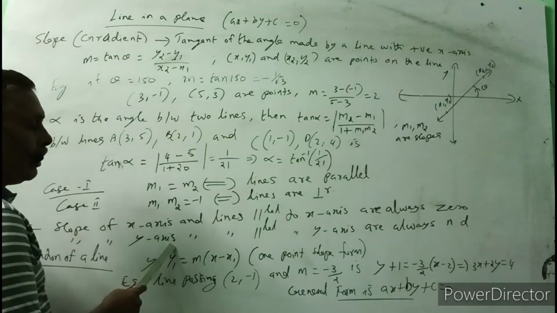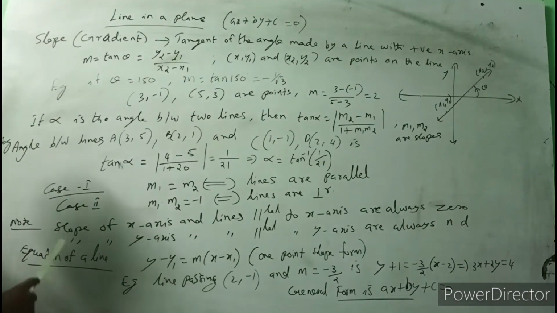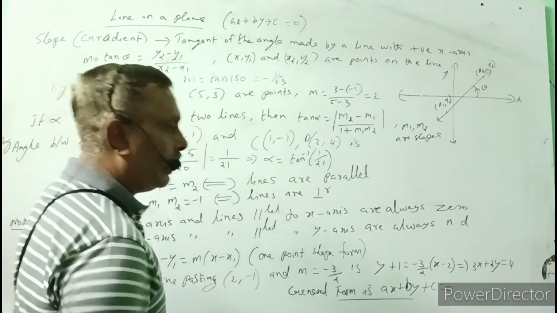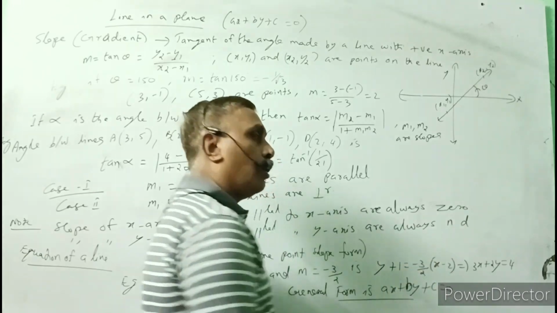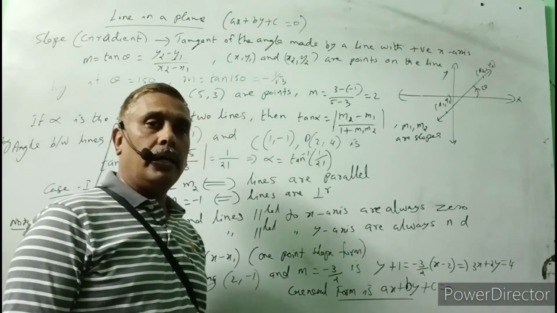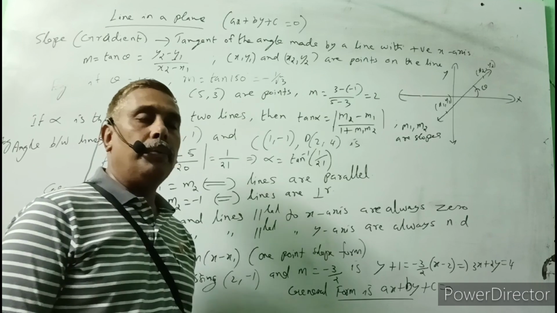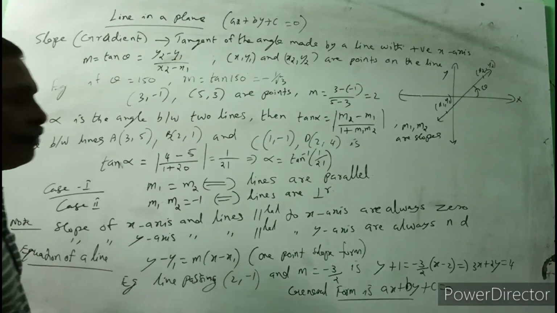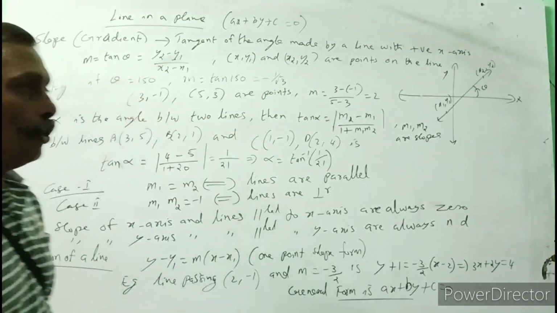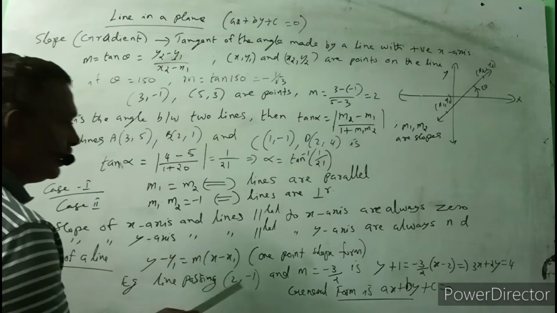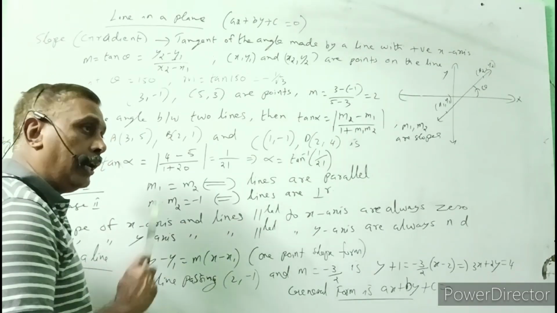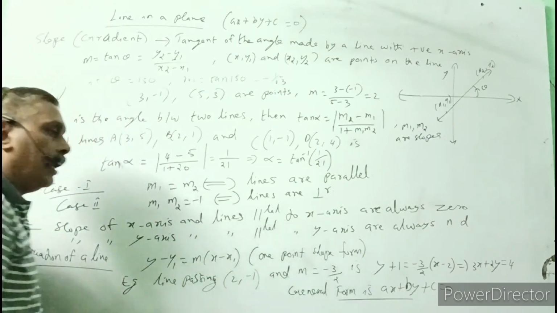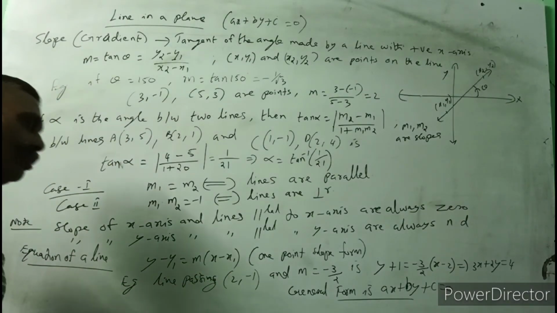Similarly, the slope of the y-axis or any line parallel to the y-axis is always not defined, because it forms an angle of 90 degrees with the x-axis, and tan 90 is not defined. So the y-axis slope is not defined, and any line parallel to the y-axis also has an undefined slope. So here are two important things: the x-axis slope is 0, or any line parallel to the x-axis has slope 0. The y-axis slope is not defined, or any line parallel to the y-axis has an undefined slope.